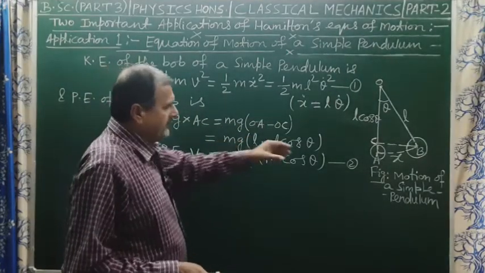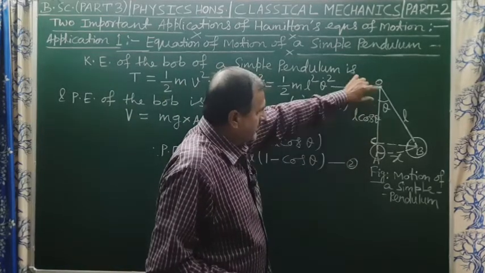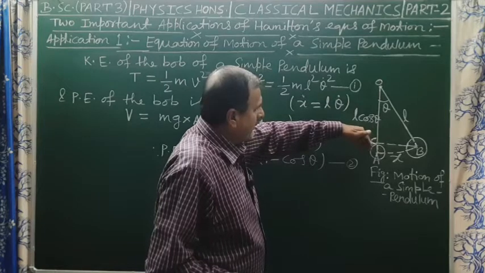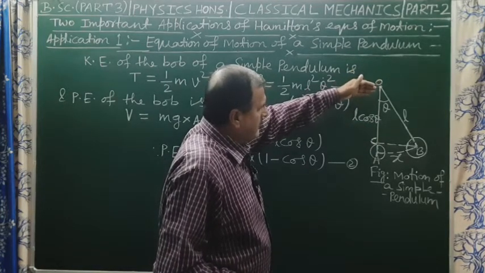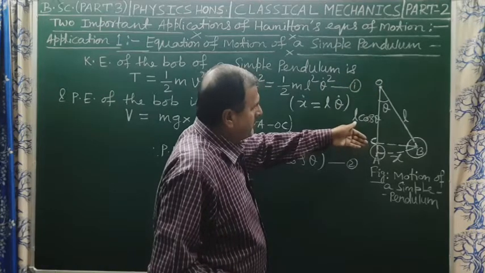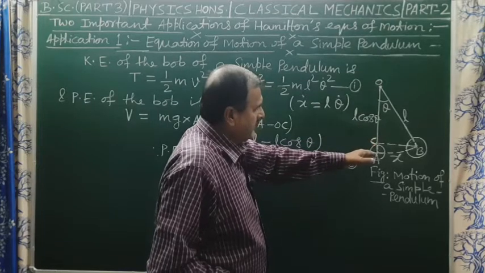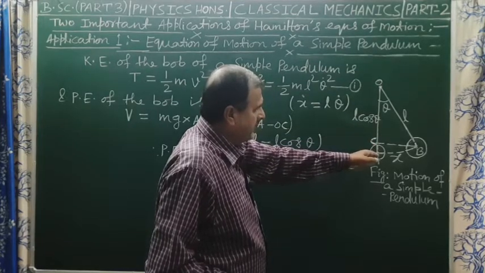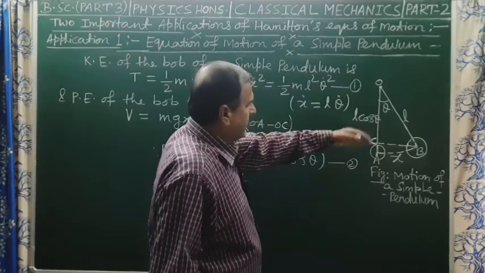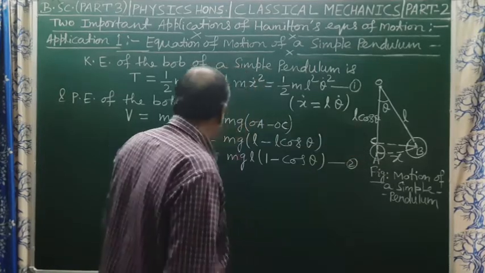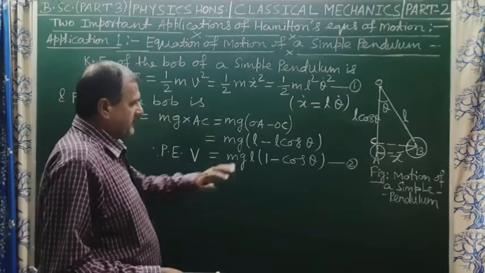that is mg, and OA is L, the effective length of the simple pendulum. OA is the distance of the string of the simple pendulum from the point of suspension to the CG, center of gravity or center of mass of the bob. So OA distance is L, which is the effective length of the simple pendulum. So potential energy of the bob is V equal to mgL (1 minus cos theta).